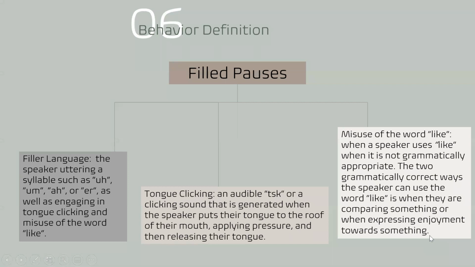For our behavior definitions, we broke down filled pauses into 3 smaller definitions. For filler language, the speaker uttering a syllable such as ah or or, as well as tongue clicking and the misuse of the word like. Tongue clicking is defined as an audible tisk or clicking sound that is made when the speaker puts their tongue at the roof of their mouth, applying pressure and releasing their tongue. The misuse of the word like is when the speaker uses like when not used to compare two things or express their enjoyment towards something.